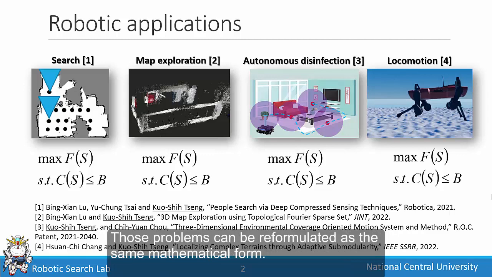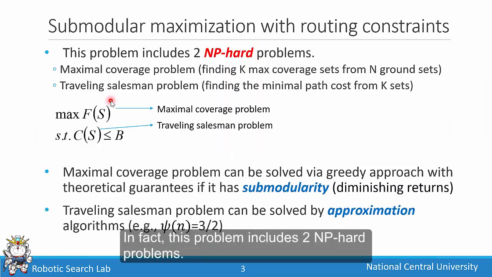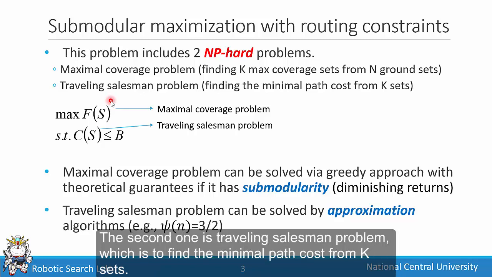Those problems can be reformulated as the same mathematical form, which is maximize f of S subject to c of S smaller than or equal to b. In fact, this problem includes two NP-hard problems. The first one is the maximal coverage problem, which is to find the k-maximal coverage set from n ground sets. The second one is the traveling salesman problem, which is to find the minimal path from the k sets.